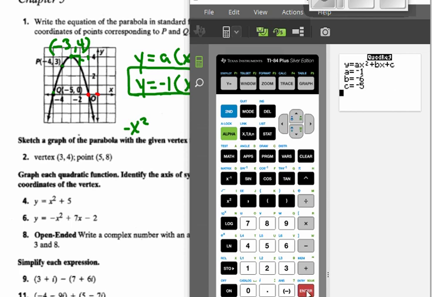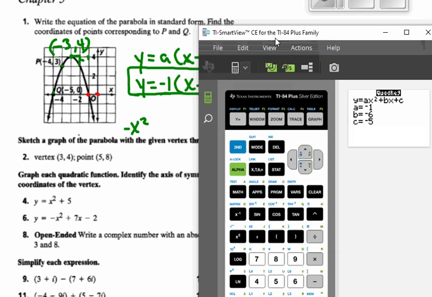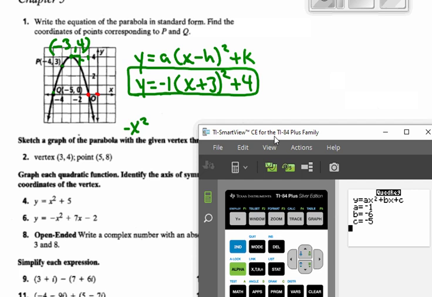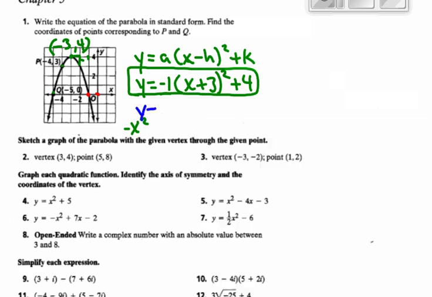And there you go right there. So what this does, this kicks out standard form for you. Notice I have it in vertex form, so I'm not done yet. Okay, so let me write down the answer first.